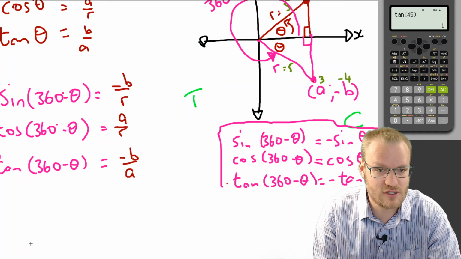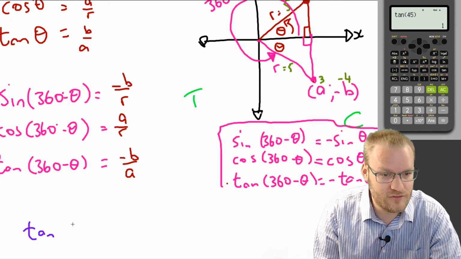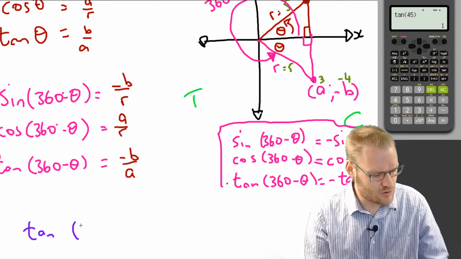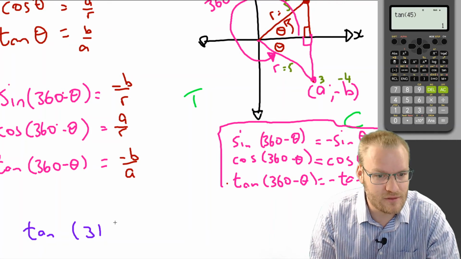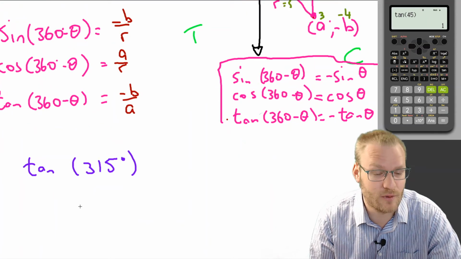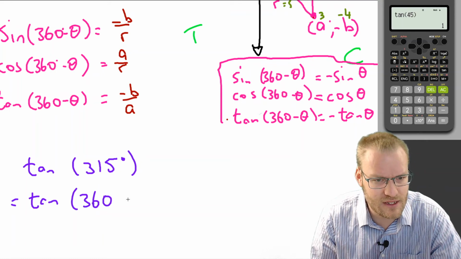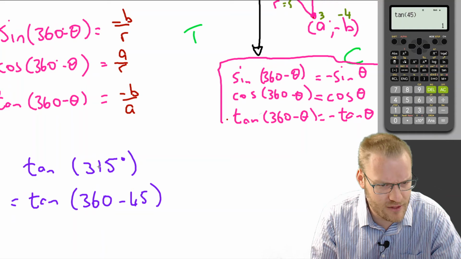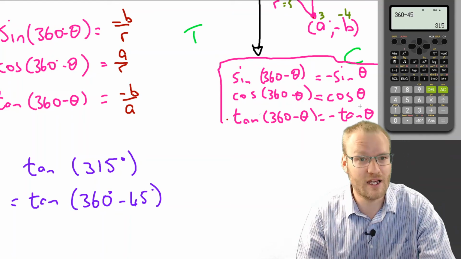Let's choose one of those. Let's choose the tan one and check. So what I'm saying is that tan of, let's take, what do we want? 315. How are we going to work that out? So we're going to say, well, this is the same as 360 minus 45. 315 is 360 minus 45. I think, is it? 360, lost my confidence for a second. 360 minus 45, 315. Cool, regain my confidence.